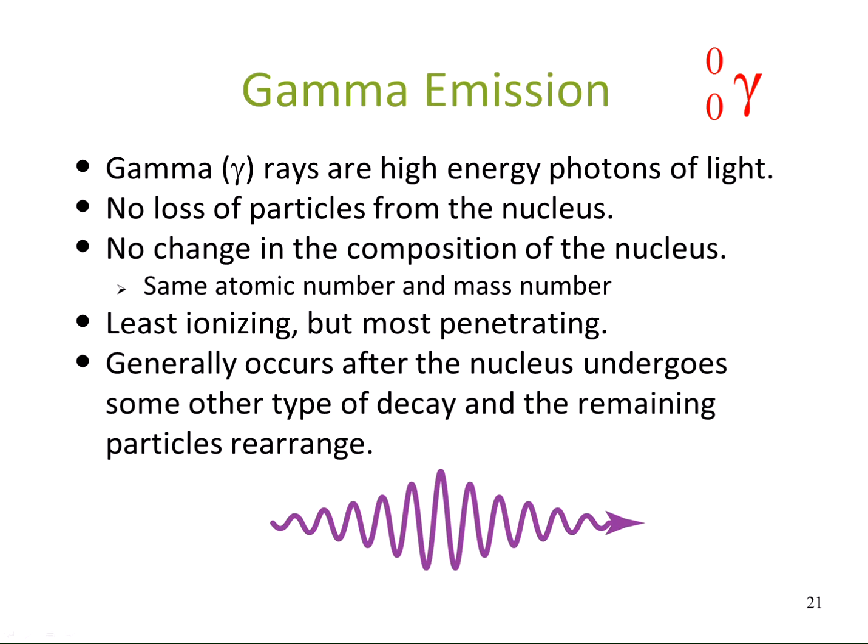Now gamma emission is the least ionizing, but it's the most penetrating. So it's harder to ionize a material, but it's going to pass through more items than the other types of radiation. And this generally occurs after the nucleus undergoes some other type of decay and the remaining particles rearrange.